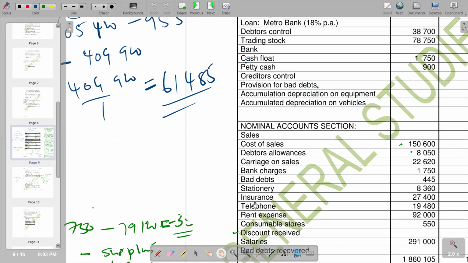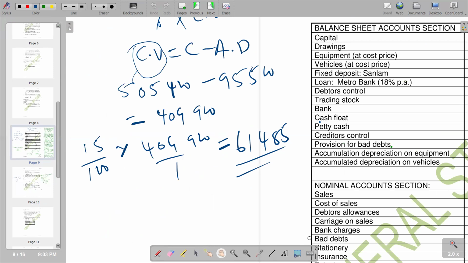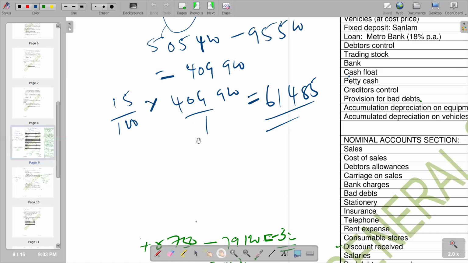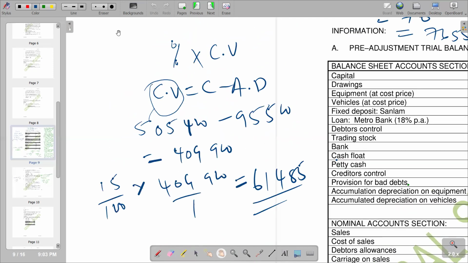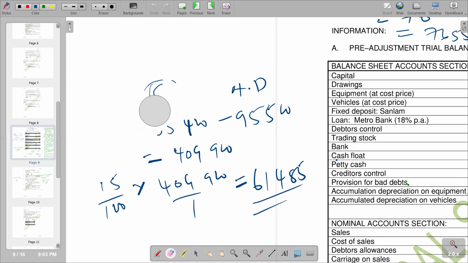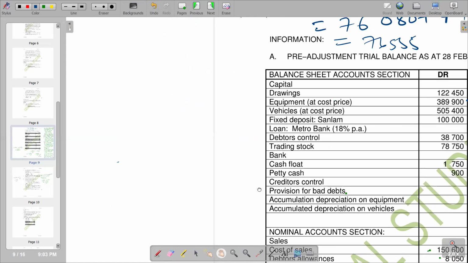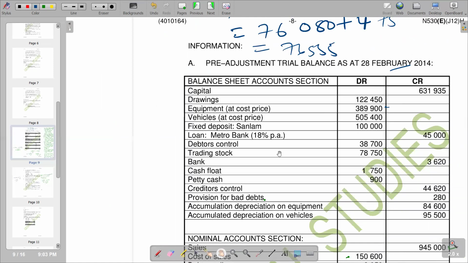We come here and look at the loan figure that is there. We have our loan figure, so we check the amount, which is 45,000 as the loan amount, and 18% is after the increase. Before the increase, it was 16%.